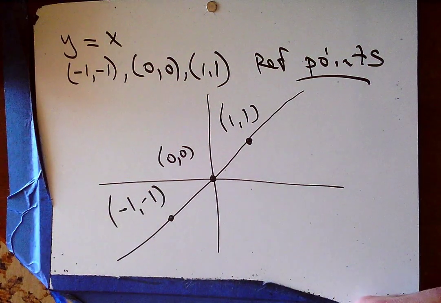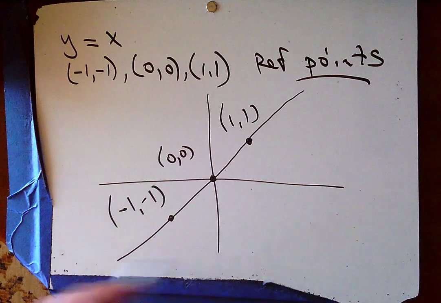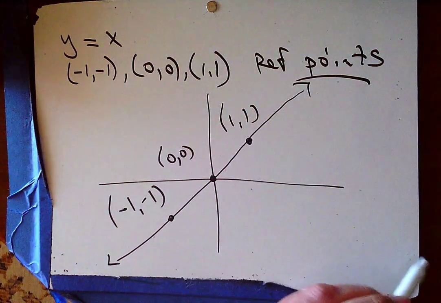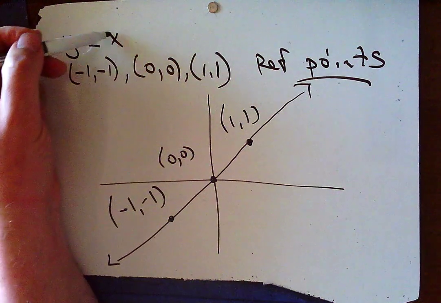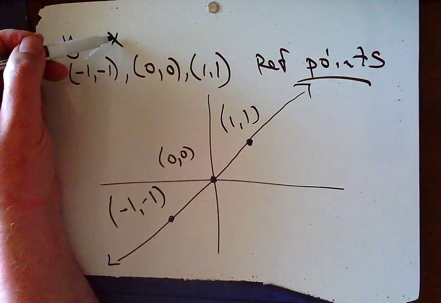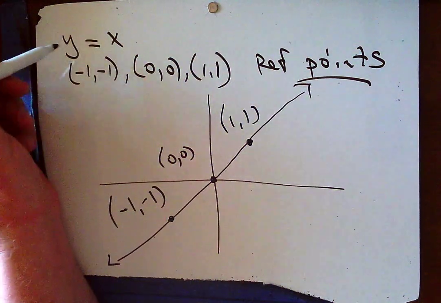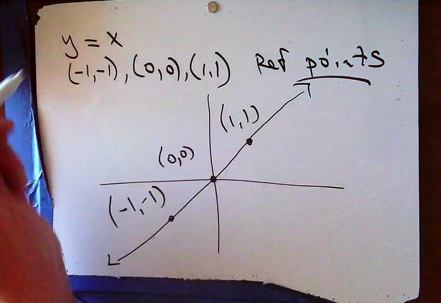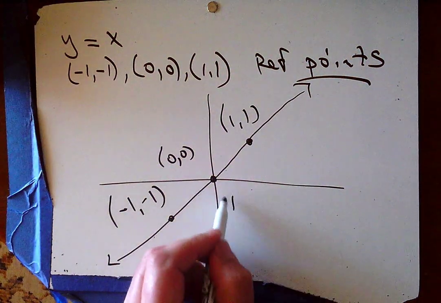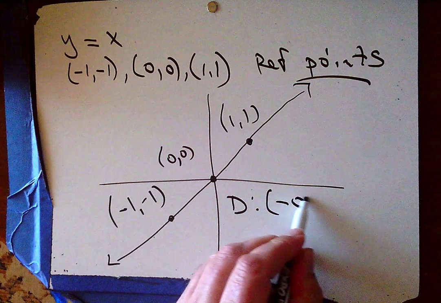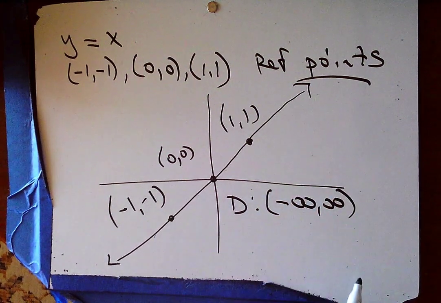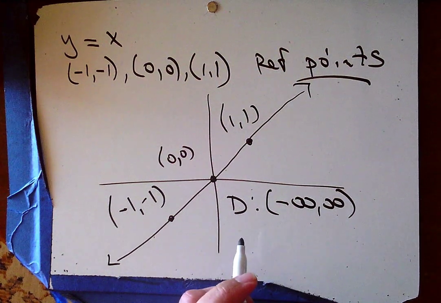Okay? Domain for the reference graph. Well, this graph goes forever. I can plug in any x value I want here, and I'll be able to get any y value out. So we're going to say that the domain is from -infinity to infinity. I can plug in any real number and get a point on my line.